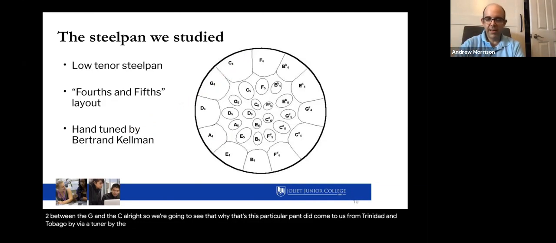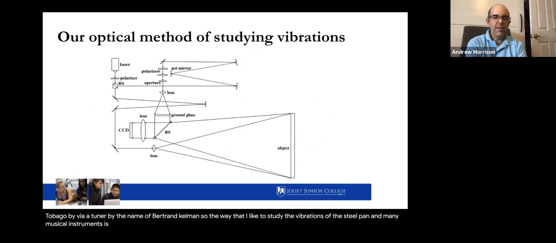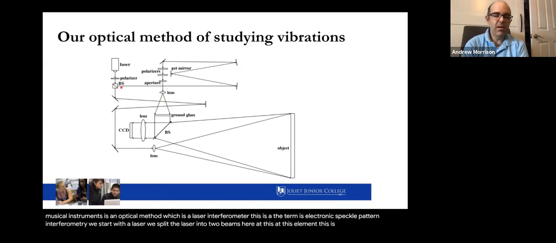So the way that I like to study the vibrations of the steel pan and many musical instruments is an optical method, which is laser interferometry. The term is electronic speckle pattern interferometry. We start with a laser. We split the laser into 2 beams at this element. This is the BS, beam splitter, not something else.